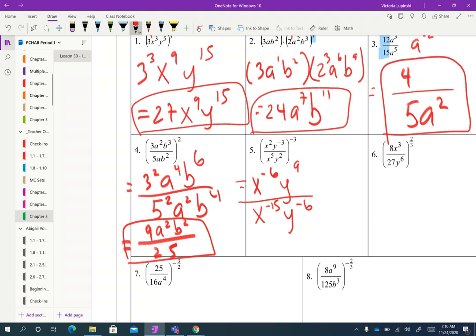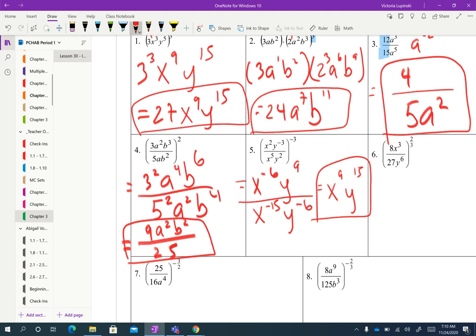Again, make sure that you are using the property which says you can go ahead and subtract. So x's, negative 6 minus negative 15 would become x to the positive 9th. For the y's, 9 minus negative 6 would become y to the 15th. Both of those would be positive, and both of them would be in the numerator.